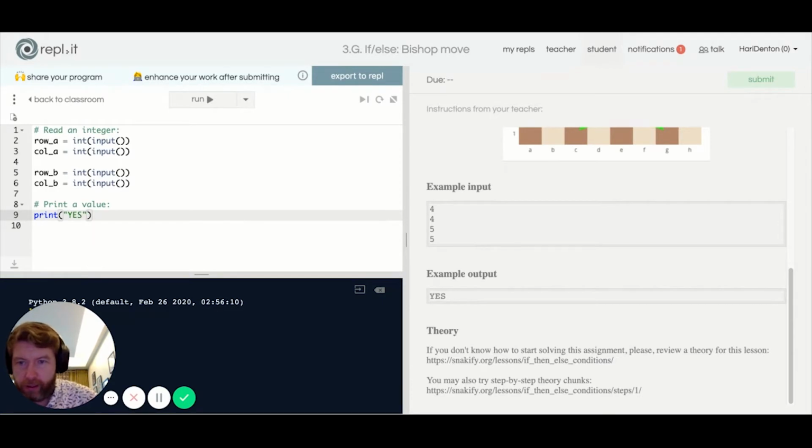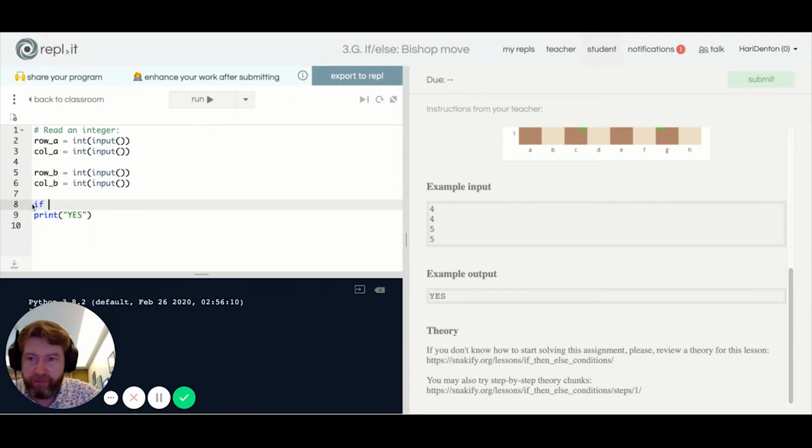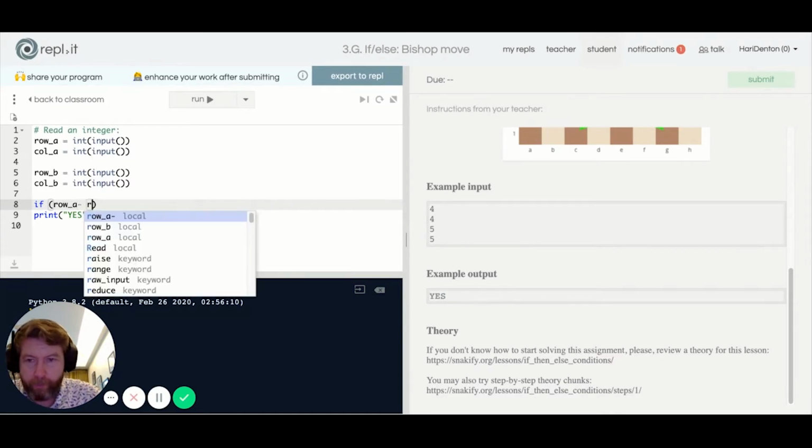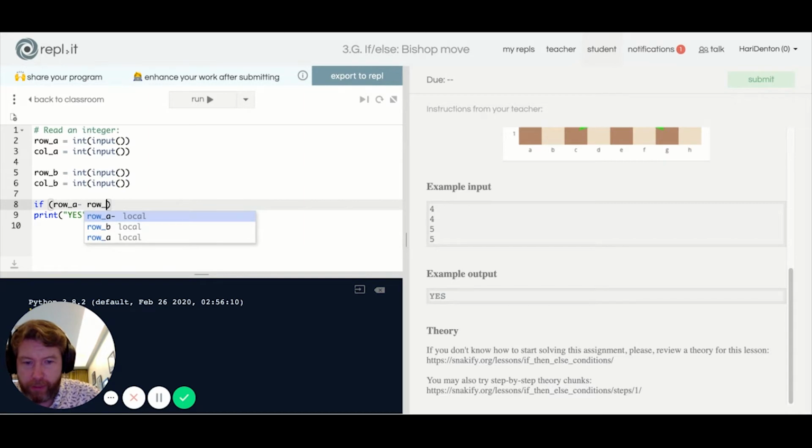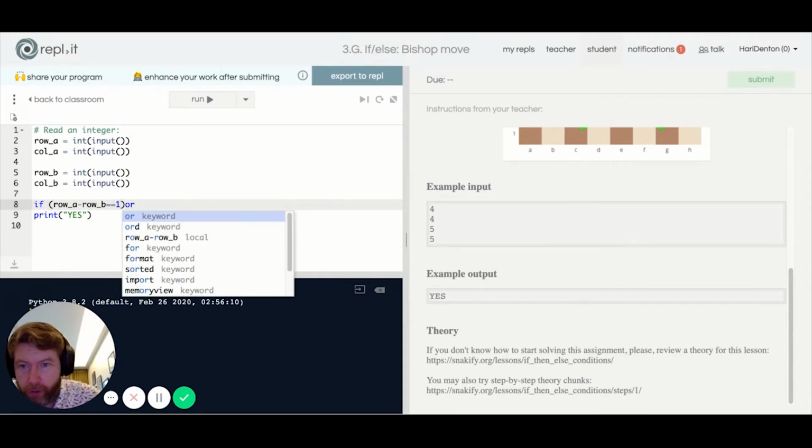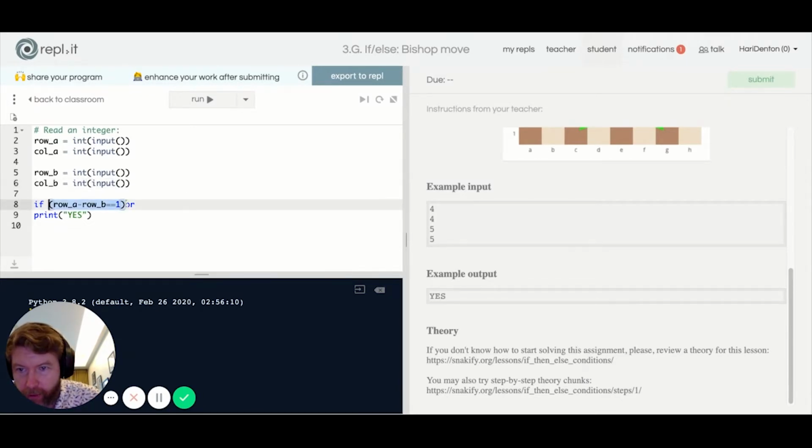So what would be a valid move? A valid move would be if row A minus row B is equal to 1. Yeah? Or -1. So row A minus row B is equal to 1 or -1. So the difference between the row numbers is only going to be 1.